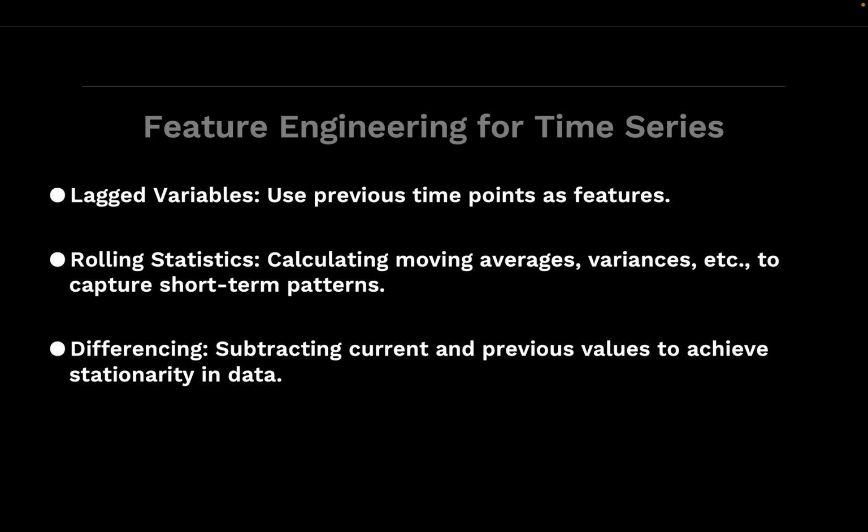Now, finally, we'll look at the feature engineering for time series. One would be lag variables, which use previous time points as features. Next would be rolling statistics, which calculate moving averages and variances to capture short term patterns. Next would be differencing. Differencing subtracts previous values from current values to achieve stationarity in data.